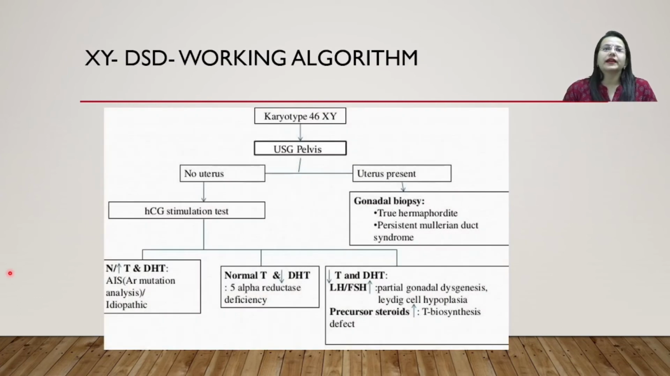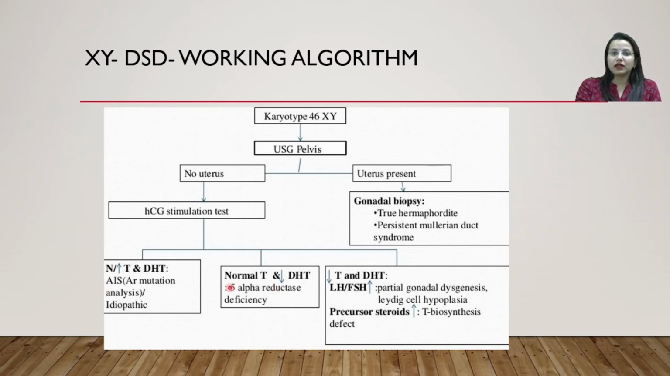Now XY-DSD. In this, again, you will go for an ultrasound pelvis, where you will look for the presence or absence of uterus. If uterus is not there, then you will go for HCG stimulation test and look at the level of testosterone and DHT. If it is normal or increased, then it could be due to androgen insensitivity syndrome.